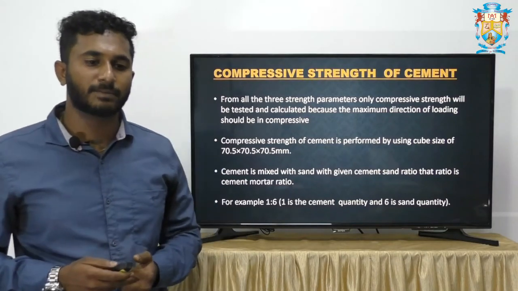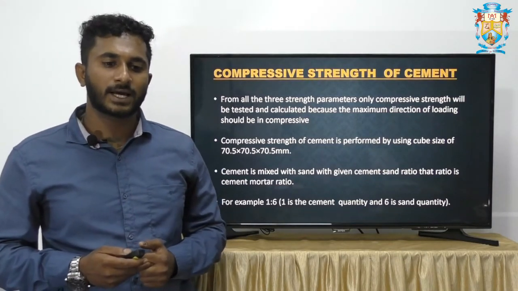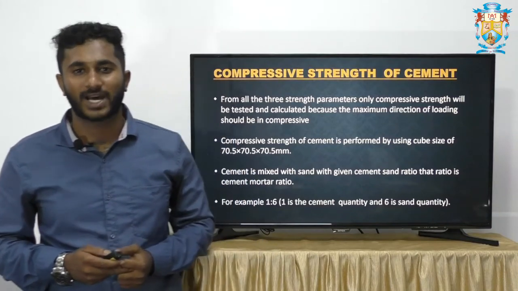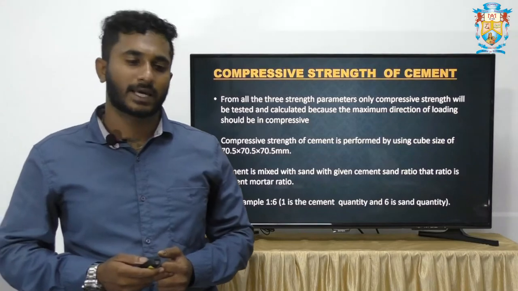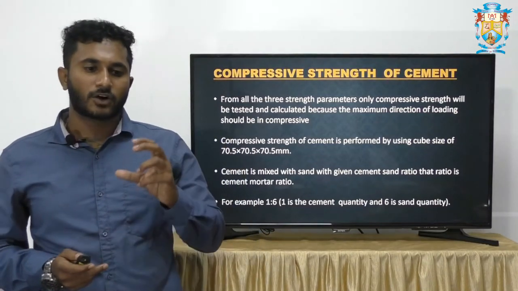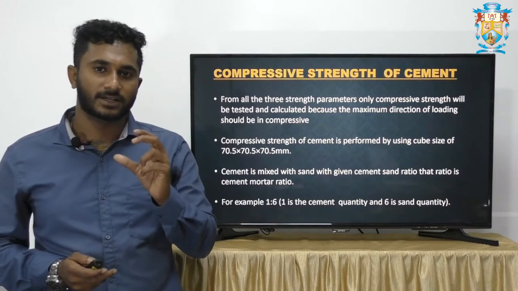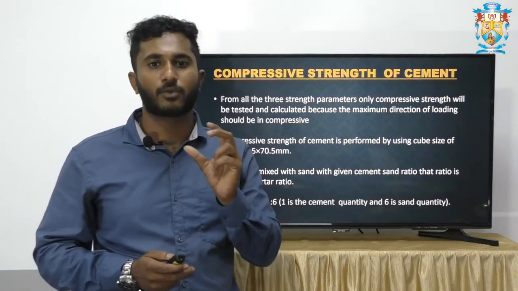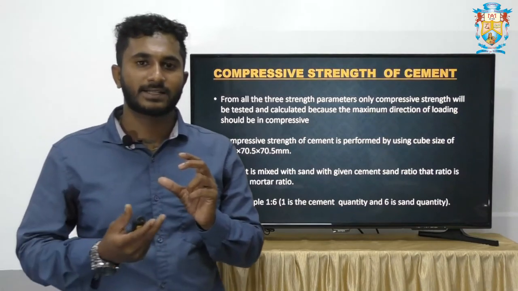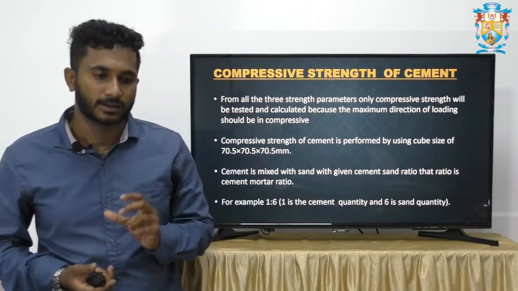Compressive strength of cement is determined by using a cube of size 70.5 × 70.5 × 70.5 mm, that is, length into width into breadth. This is the size of the cube which has to be tested.